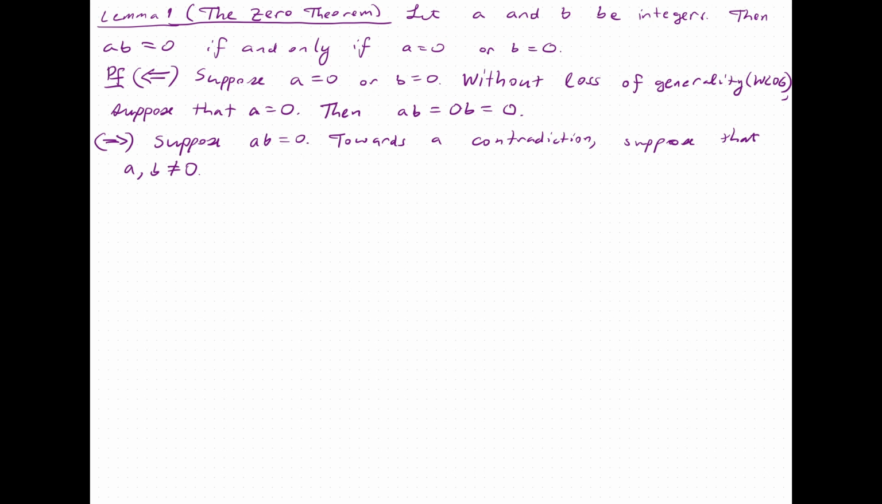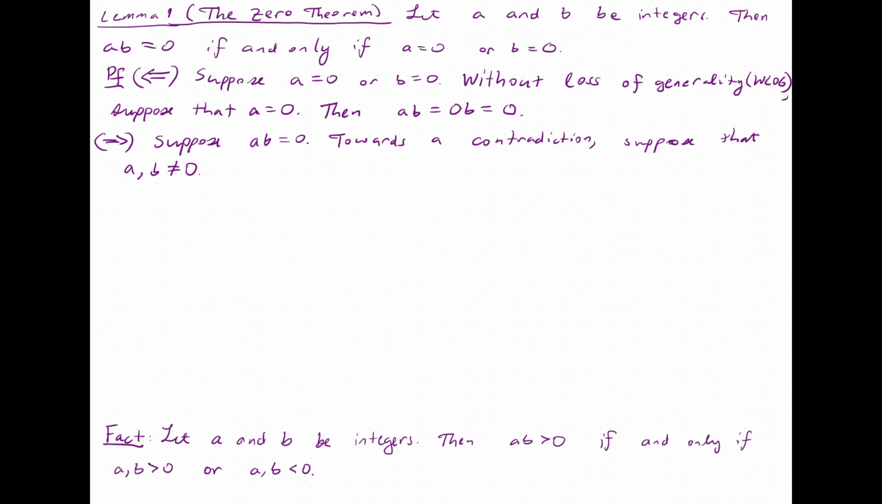And so here's where we are going to use the fact that I mentioned earlier. So specifically, we're going to be using the following fact. If a and b are integers, then a times b is positive if and only if both a and b are positive, or both a and b are negative.